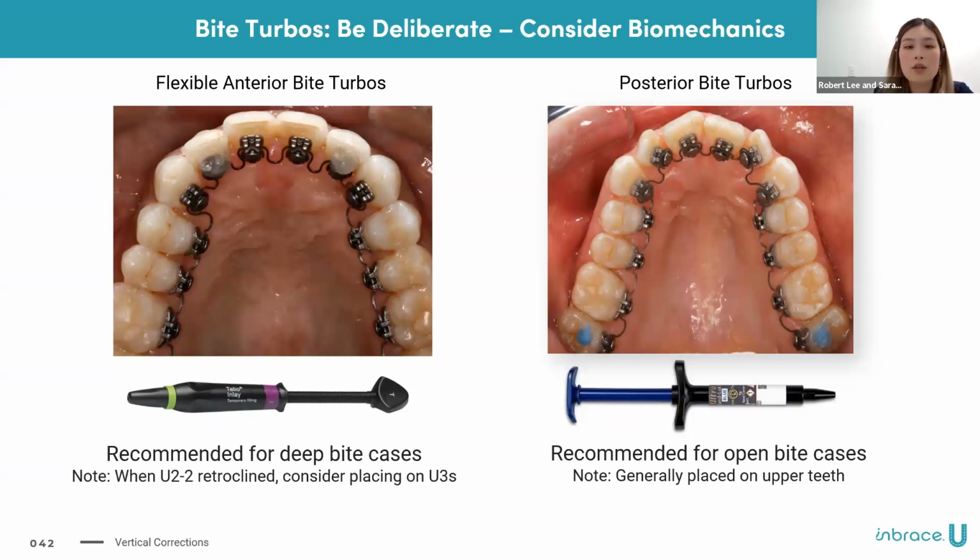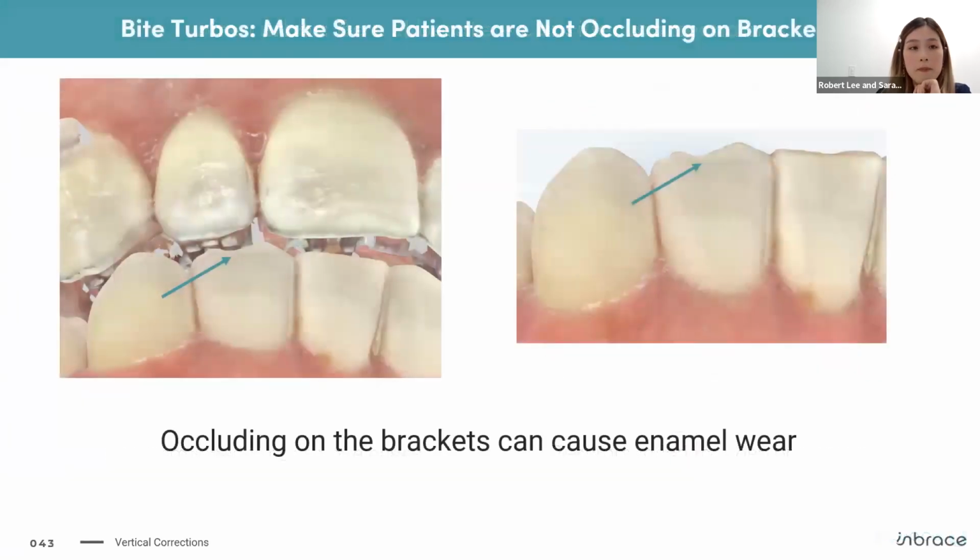And then for your open bite cases, generally we place posterior bite turbos on the upper teeth, and that way you can get a little bit of posterior intrusion to help control further bite opening. And just in general, it doesn't always have to be just posterior bite turbos or just anterior bite turbos. Anytime that you note that you have the potential for the patient to occlude on brackets, definitely consider placing anterior bite turbos because constant occlusion on brackets can lead to enamel wear, and that is a very similar thing, whether it's traditional or InBrace.